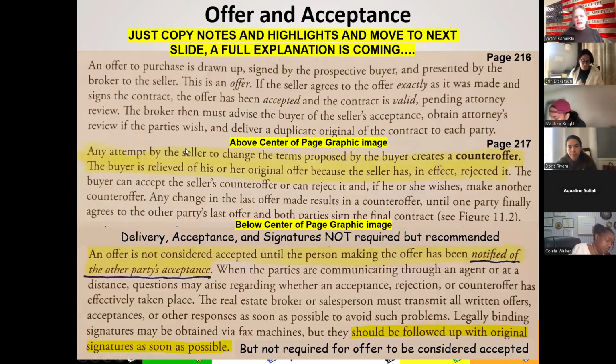So here's more stuff to highlight. Then we'll get to my slide where I put all my wording there on one page. So do all these highlights and write these notes.